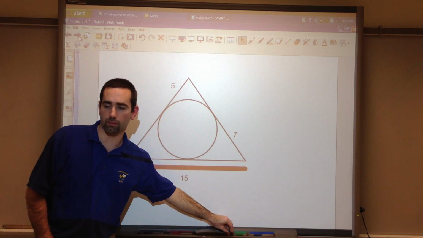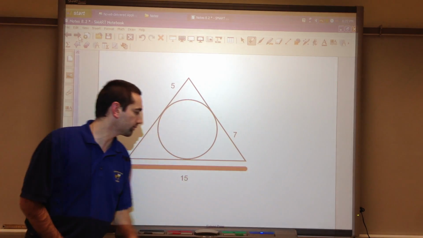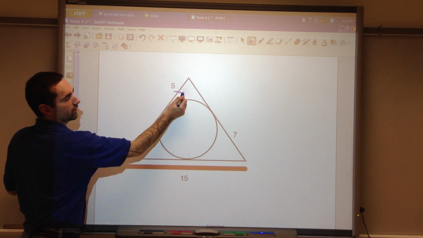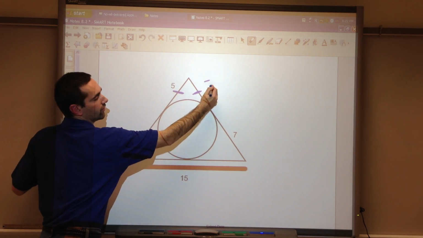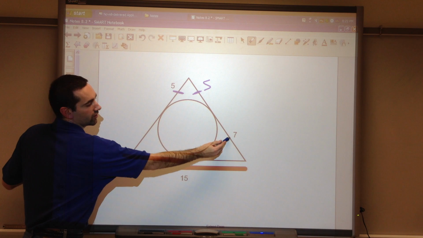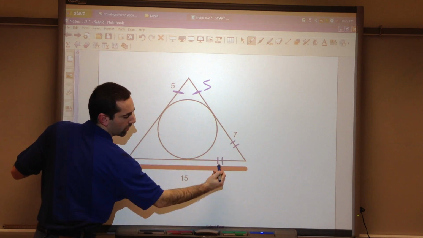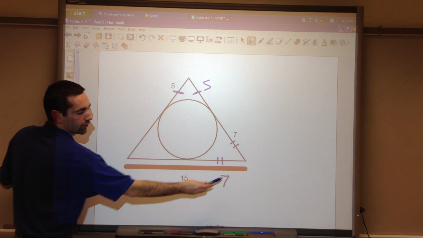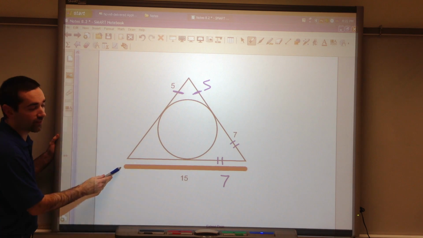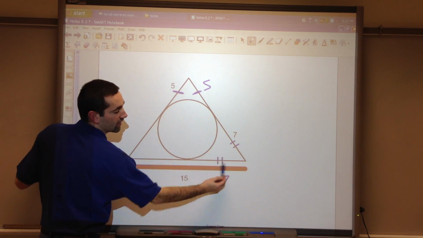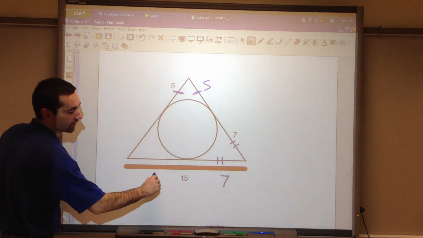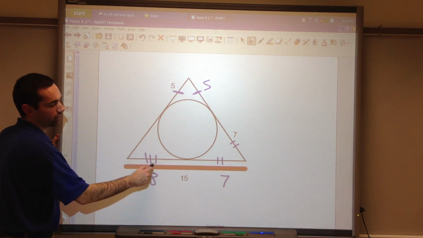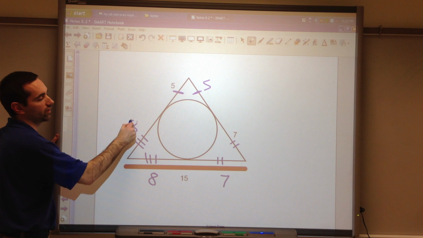So let's solve a problem using this concept. This is 5, so this is 5. This is 7, so this part is 7. Well, you notice this whole length is 15. Since this part's 7, 15 minus 7, this part is 8, which is congruent to here, so this is 8.